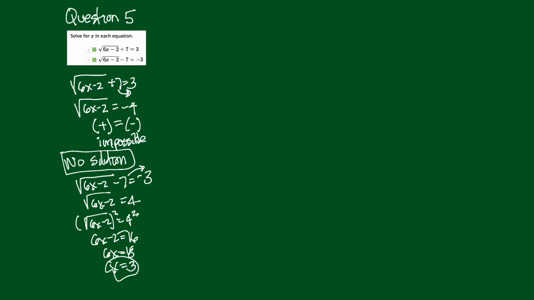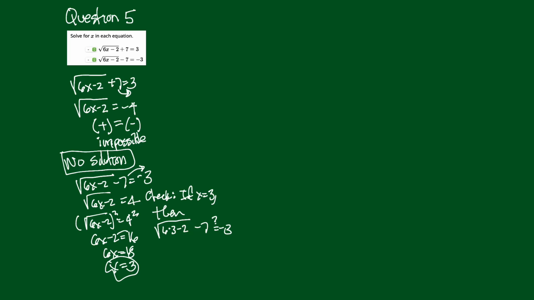But we have to check it. So here's the check. If x equals 3, then put that 3 back into the original equation. Put the 3 right there. So we will have square root 6 times 3 minus 2, and then minus 7. Is that equal to negative 3? Well, what do we have on the left side? 18 minus 2 is 20.